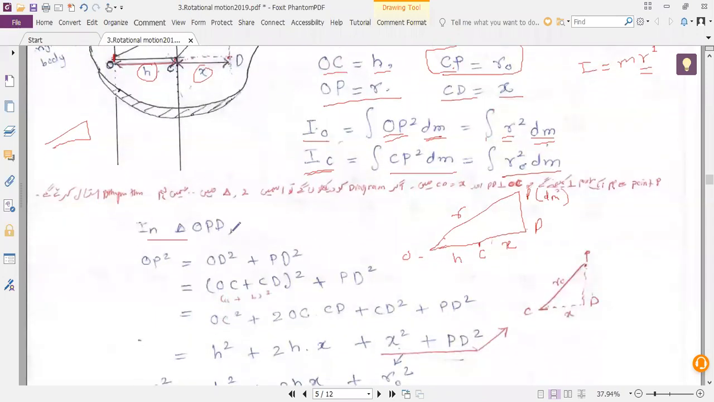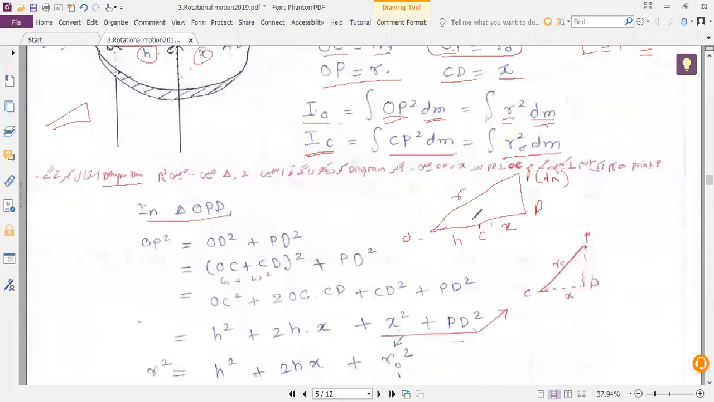Now first we take triangle OPD and we apply the theorem which is called the Pythagoras theorem. So what is the Pythagoras theorem?